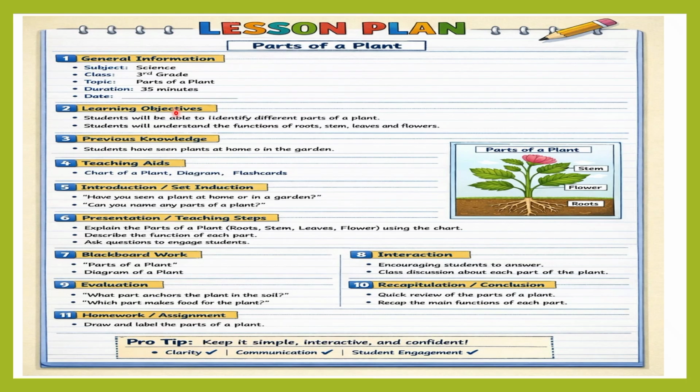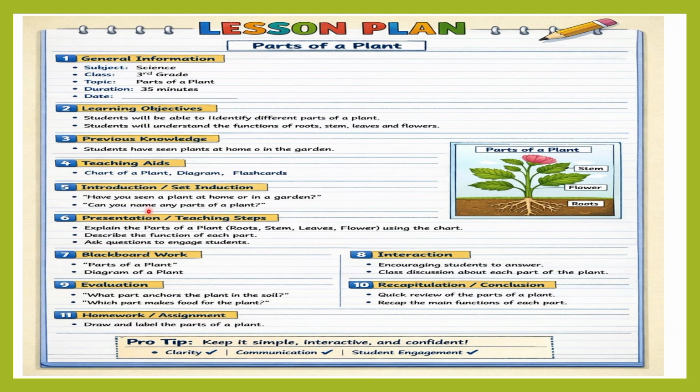So let's see what is included under each section. General information: subject, class, topic, duration and date. Then learning objectives. Students will be able to identify different parts of a plant. Students will understand the function of roots, stems, leaves and flowers. Then previous knowledge. Students have seen plants at home or in the garden. This is the previous knowledge. Then teaching aids, what the teacher is using: chart of a plant, diagram, flashcards.